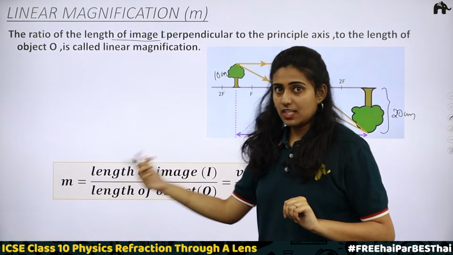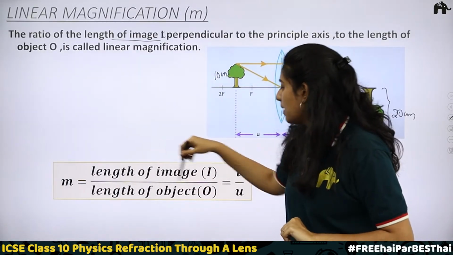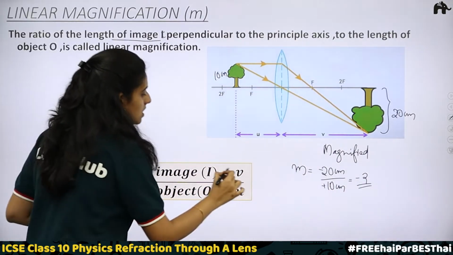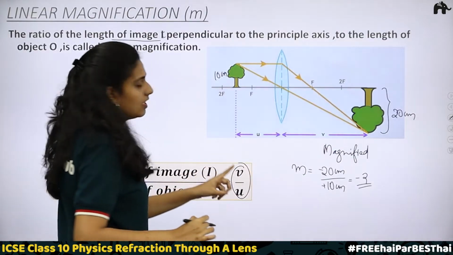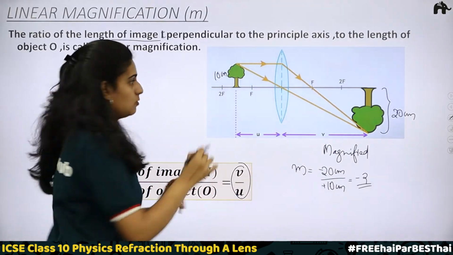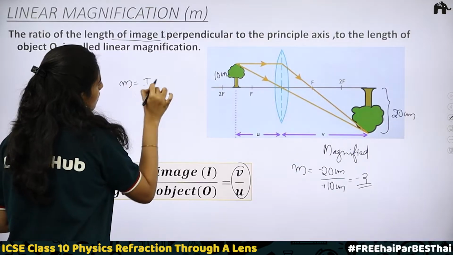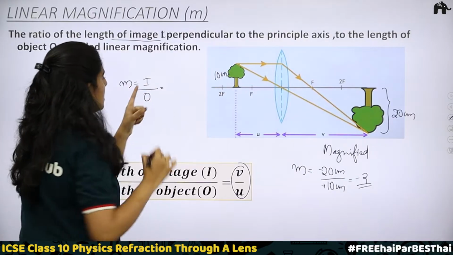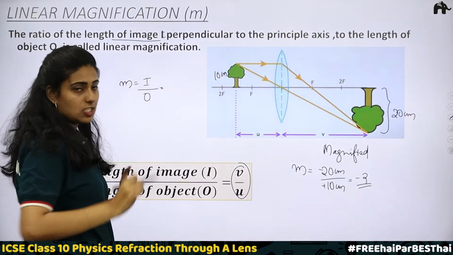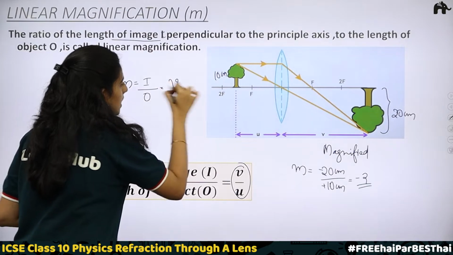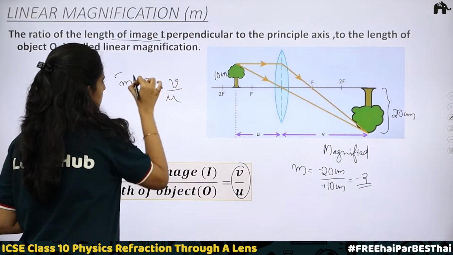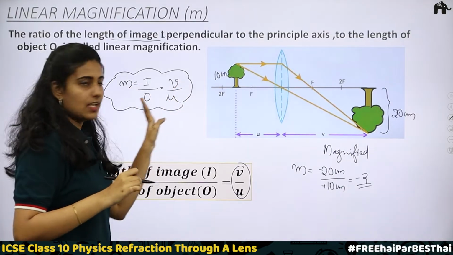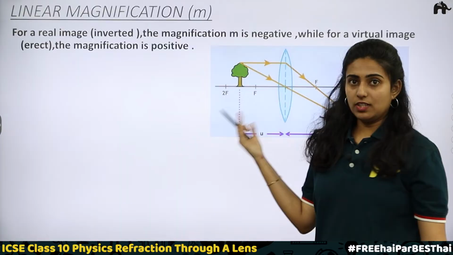So magnification M is length of image divided by length of object. Again, you have one more trick to find magnification, which is to take the ratio of the image distance and object distance. So magnification M is height of image by height of object. Or if you don't know this height of image and object, you can find magnification by knowing the image distance and object distance. Magnification M is equal to I by O is equal to V by U. Clear?